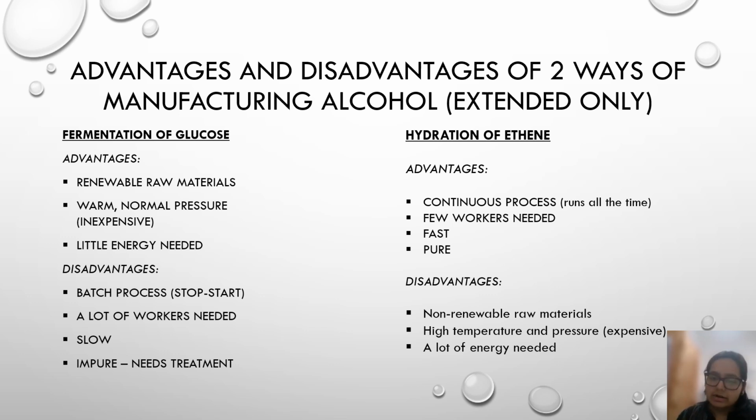And then the other method is the hydration of ethene. So hydration of ethene is a continuous process and very few workers are needed. Since it is continuous, it is fast and only alcohol is produced, so it is a pure product. However, the raw material used in the hydration of ethene, ethene, is non-renewable, and a very high temperature and pressure is used, and a lot of energy is needed for the reaction.